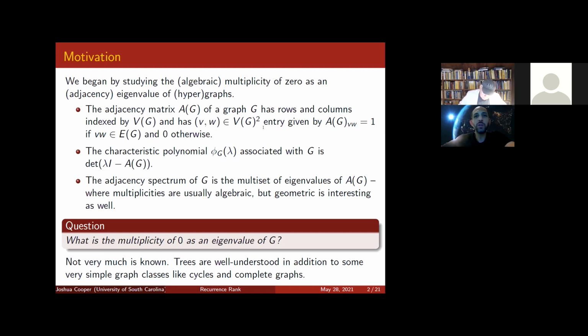Trees are pretty well understood from this perspective. Also, there are lots of graph classes where people have computed the multiplicity. It's not hard, for example, for cycles or complete graphs. Simple exercise. But in general, very little is known. So we don't know, just by glancing at a graph, what properties predict the multiplicity of 0.